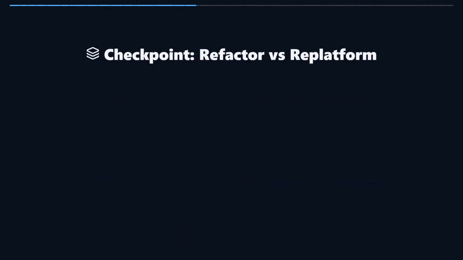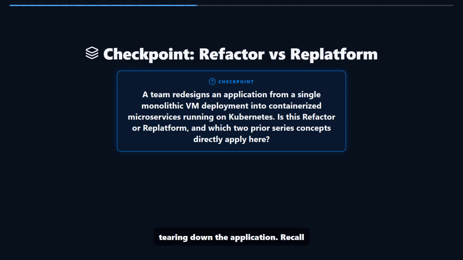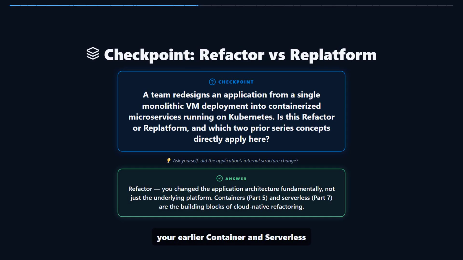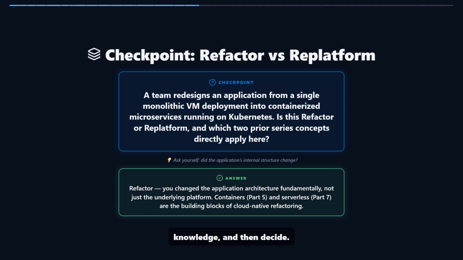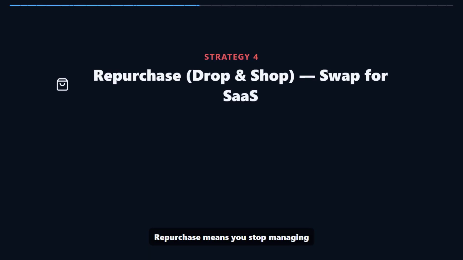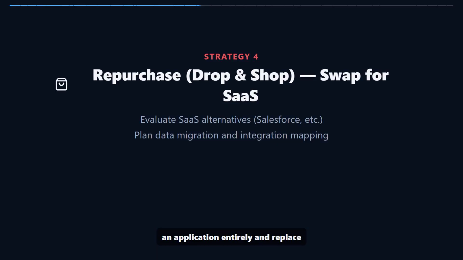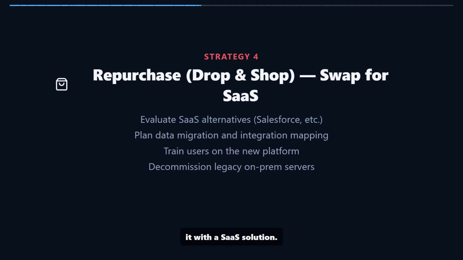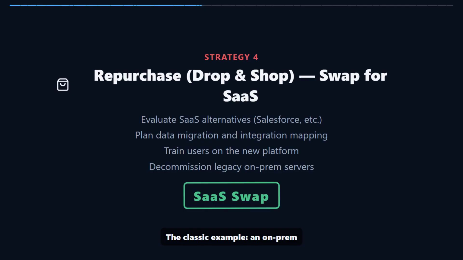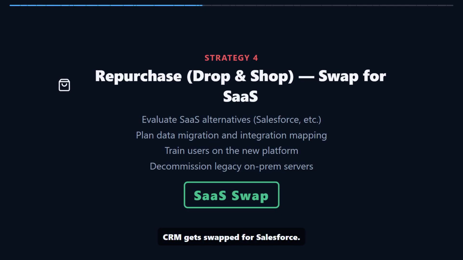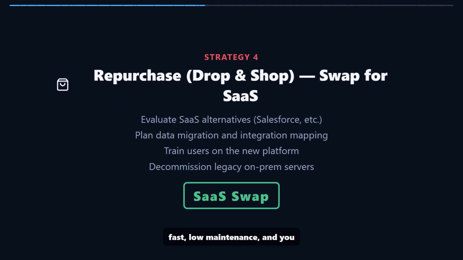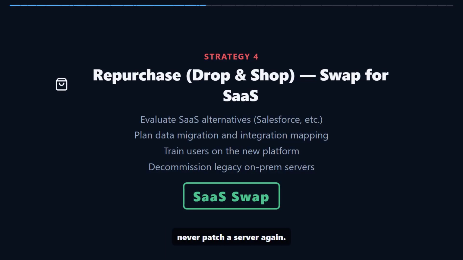Let's lock in the difference between tweaking the platform and tearing down the application. Recall your earlier container and serverless knowledge, and then decide. Repurchase means you stop managing an application entirely and replace it with a SaaS solution. The classic example: an on-prem CRM gets swapped for Salesforce. You're essentially buying a service, just like the SaaS model from Part 2. It's fast, low maintenance, and you never patch a server again.